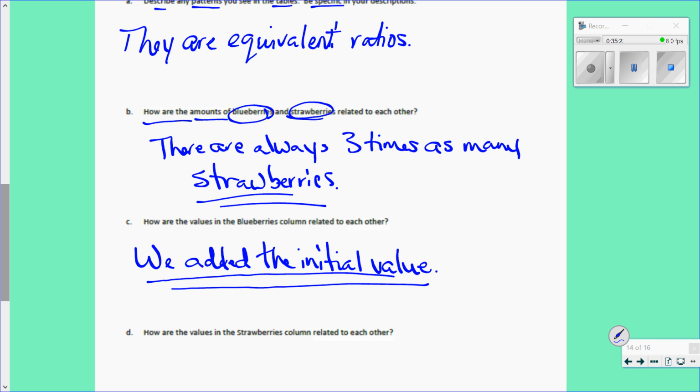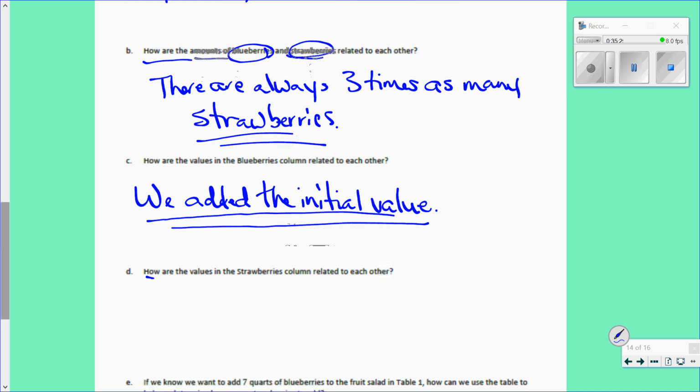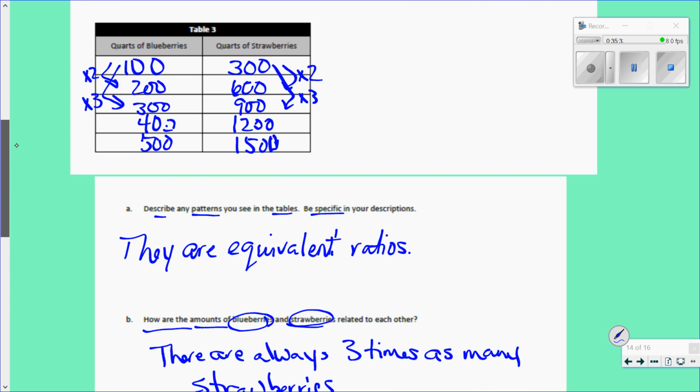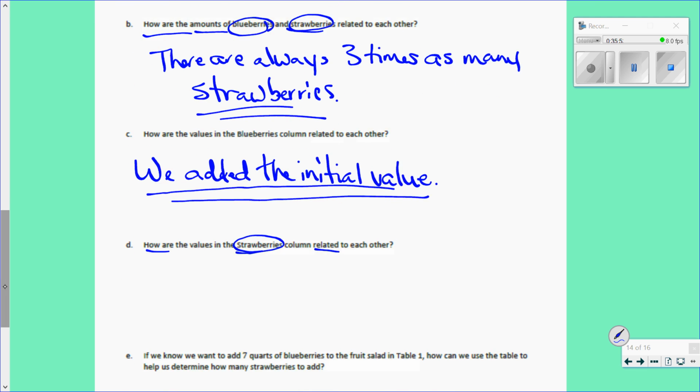Again, I always underline my answers. That's just an old habit from school. What about, oops, next one, sorry. How are the values in the strawberries column related to each other? If I look at the strawberries, what do I see? Janice? Same one. Whatever that initial value was, we're just adding it every time, right? So it's the same answer. We added the initial value.